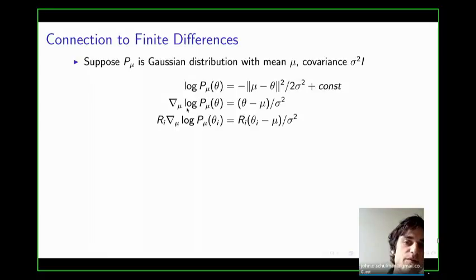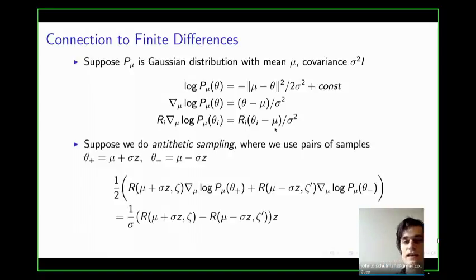So it's just parameter minus mean over standard deviation squared. And then here's our estimator: reward times the parameter minus the mean. Okay, so it doesn't look so illuminating yet. But now, let's say we do antithetic sampling.